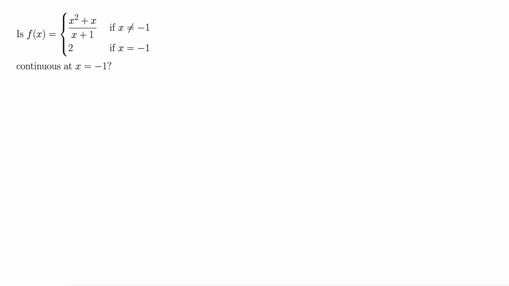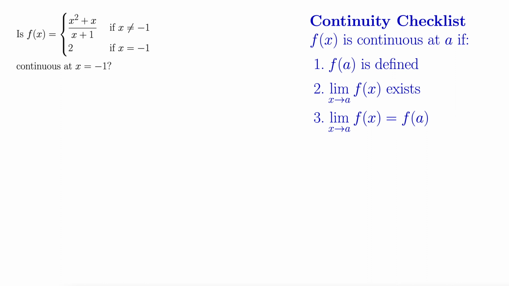Here we have a piecewise function, and we're asking if it's continuous at x equals -1. The function says when x is not equal to -1, we have (x squared plus x) over (x plus 1), and it's simply 2 when x does equal -1. To approach this, we use our continuity checklist. The continuity checklist gives 3 requirements for a function to be continuous at a point.